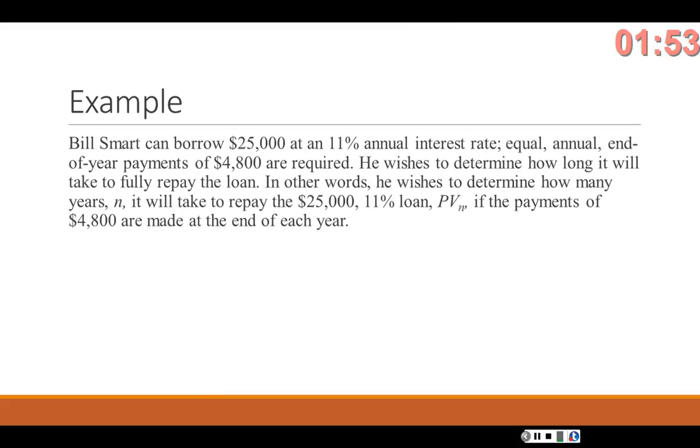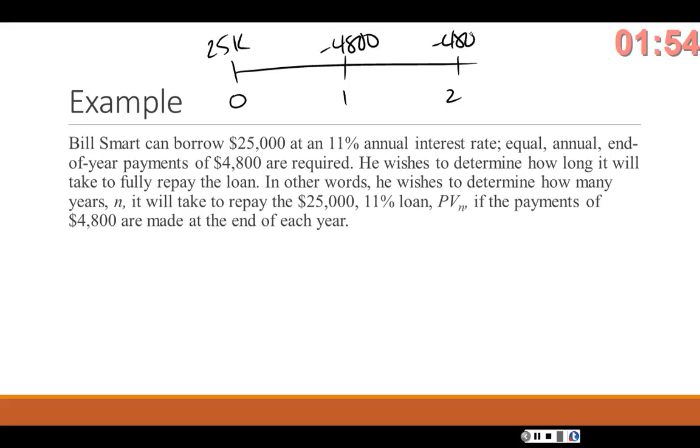So here's another example. Bill can borrow $25,000 at 11% interest. He's making equal end-of-year payments of $4,800. He wants to see how long it's going to take to repay his loan. So at time period 0, he receives $25,000. He's making payments of $4,800. So these would be negative. And he's wanting to see how long it takes to have that balance down to 0. And the interest rate is 11%.